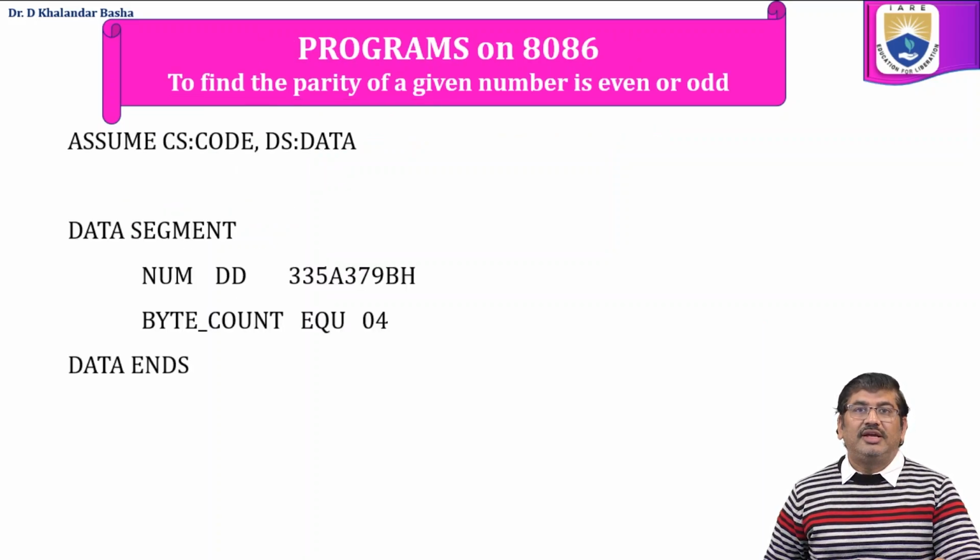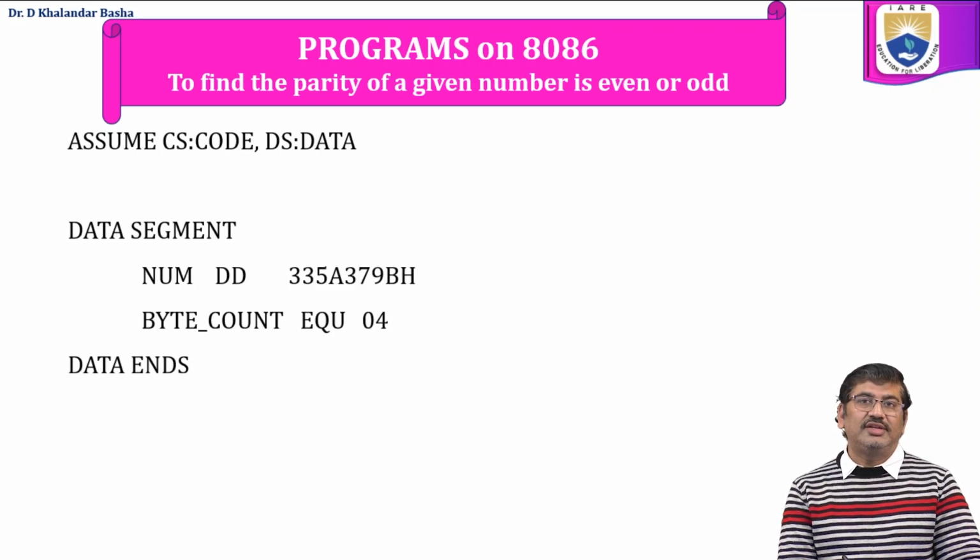Now we will see the entire program at a single glance. Assume CS colon code, DS colon data. This is the ASSUME directive. It is for requesting the assembler to reserve the memory for the code segment and data segment. Next, we will start the data segment by using the segment directive. It will be prefixed with the data. It indicates the type of segment we are having. As it is multi-byte, we are going to use DB, define 10 bytes.